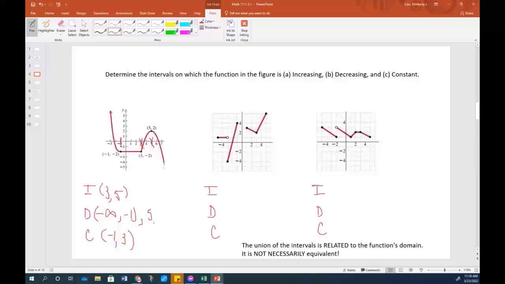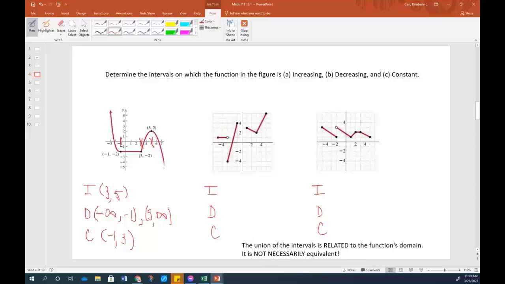Now, unlike domain, we do not put a union. If you put a union, it's going to mark it wrong. This is just a comma, okay? And I know that this is terrible writing using this tablet, but it's just a comma there, all right? Not a union. So from left to right, we have found all of our intervals there. Notice they are all open, and every single interval comes from the lower number to the higher number, okay? So left to right, open, and they're all about x.